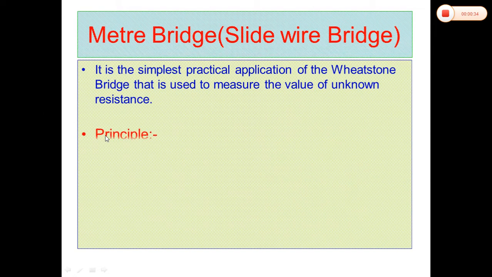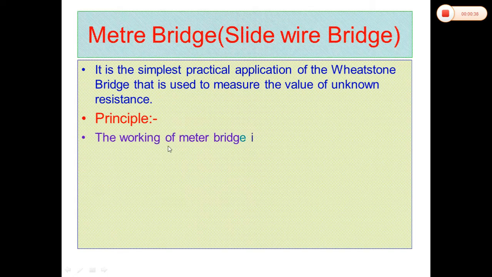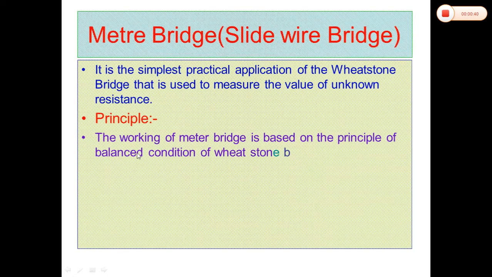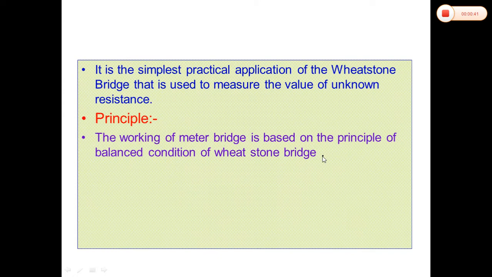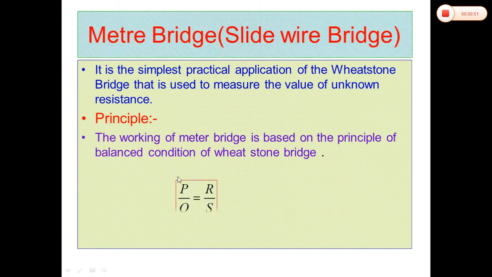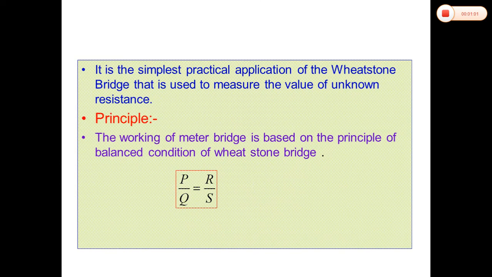Now, principle of meter bridge. The working of meter bridge is based on the principle of balance condition of Wheatstone bridge, and the balance condition of Wheatstone bridge, as you are familiar, is P by Q is equal to R by S, where P, Q, R and S are the resistances in the four sides of a Wheatstone bridge.